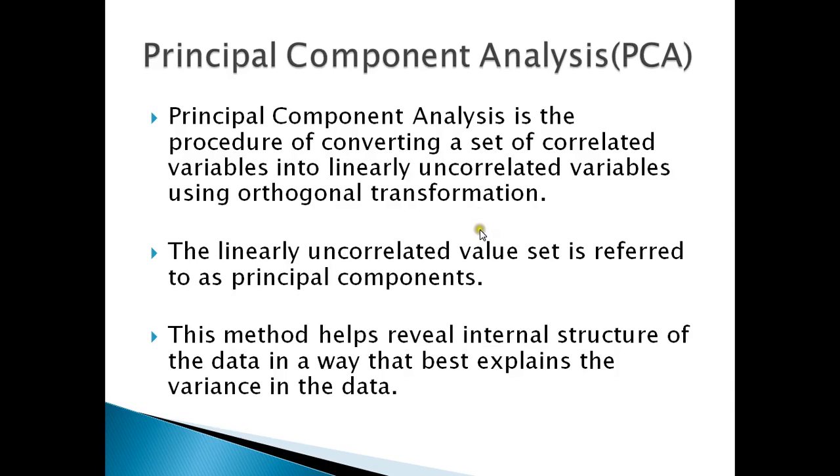So what is principal component analysis? Principal component analysis is the procedure of converting a set of correlated variables into a set of linearly uncorrelated variables using the technique of orthogonal transformation. We refer to the uncorrelated variables as principal components. PCA's major strength is that it helps reveal the internal structure of the data in a way that explains the variance in the data.